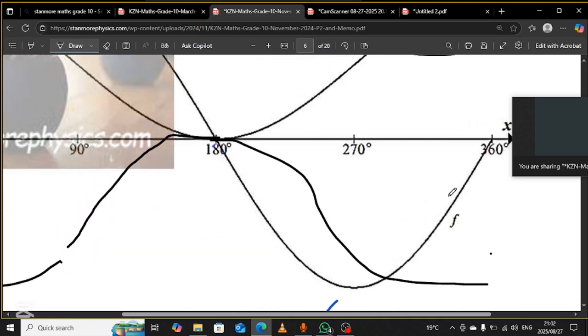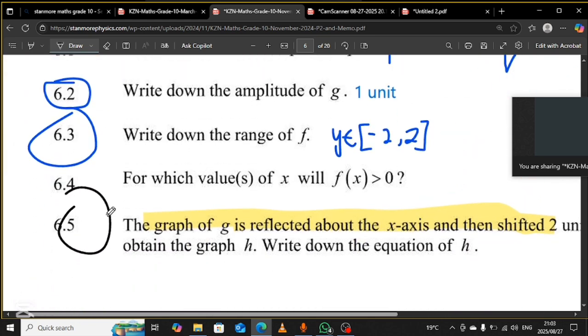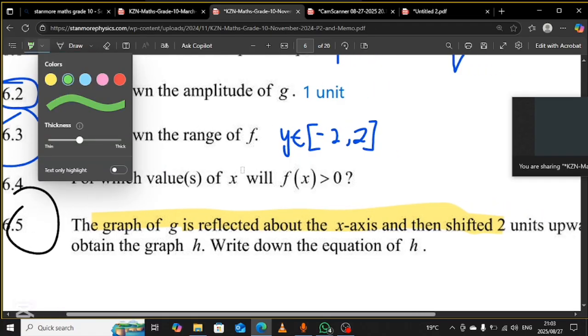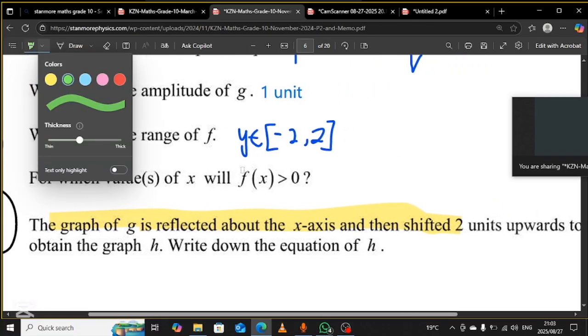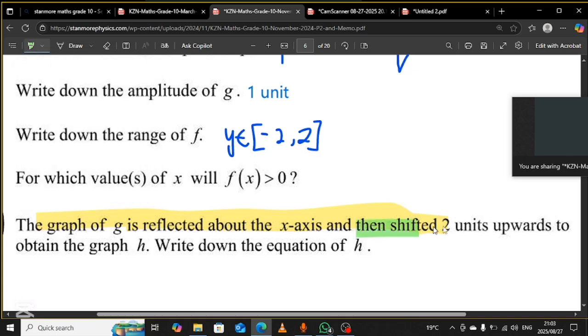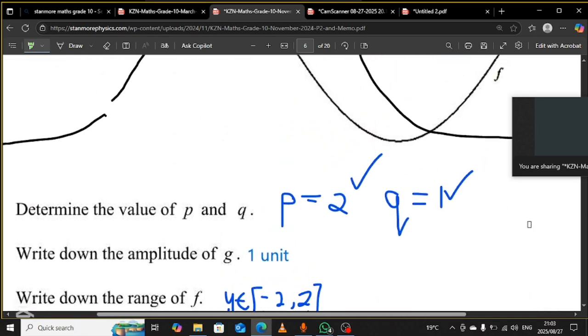They're telling us something else now. They're saying that we understand the first part, right? So can you read the second part? Then shifted 2 units upwards, to obtain the graph h. Yeah, let's stop there. Shifted 2 units upwards. What does that tell us?